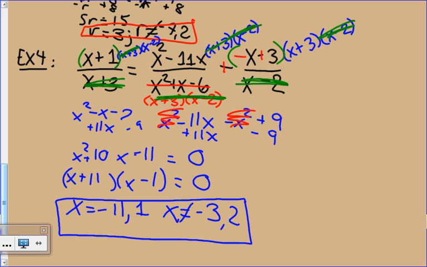Okay, so your goal tonight: whatever appears in the denominator, you multiply into the numerator, cross them off, distribute right there. Don't forget restrictions, because what if?